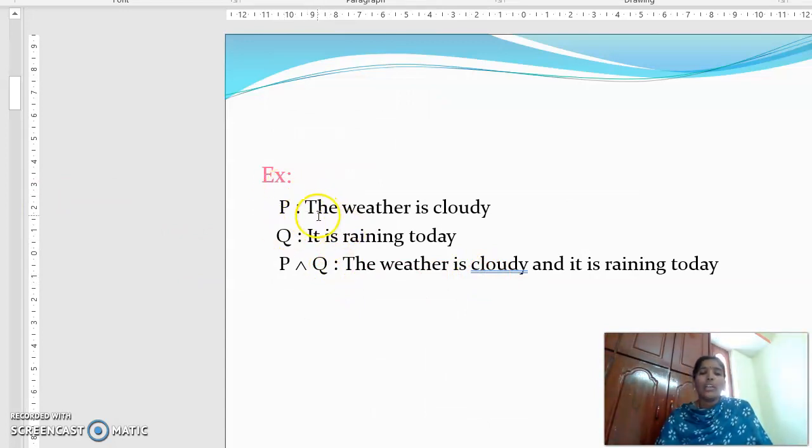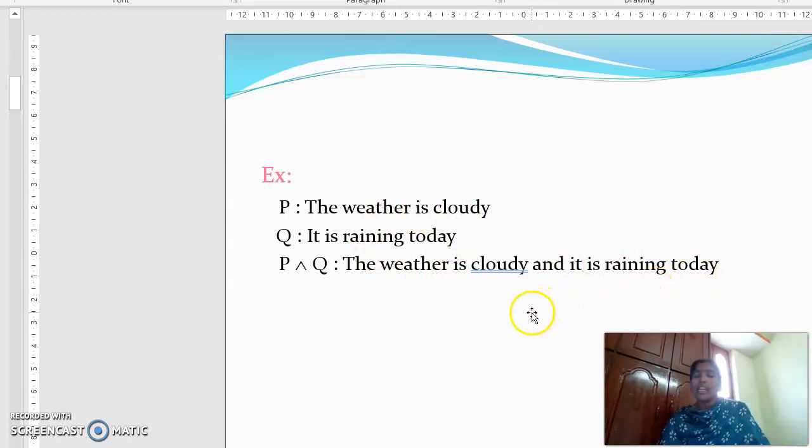So see here an example: the weather is cloudy, that is one statement. It is notated by the capital P, and the second statement is, it is raining today. It is notated by capital Q. P and Q you can write in the form of statements, not a truth table statement. The weather is cloudy and it is raining today.